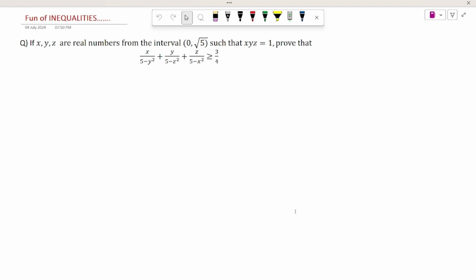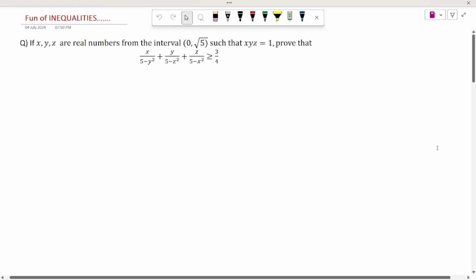This is basically a mathematics question, which uses the idea of inequalities. Today, we are going to understand and deal with very common inequalities that we generally see in the syllabus of 11th and 12th. So let me read the question for you.